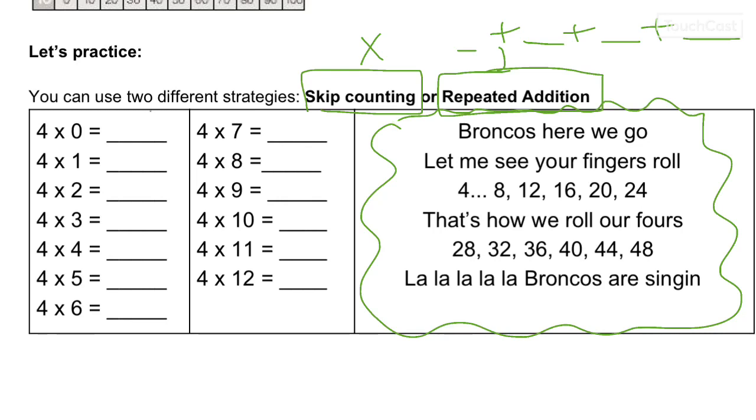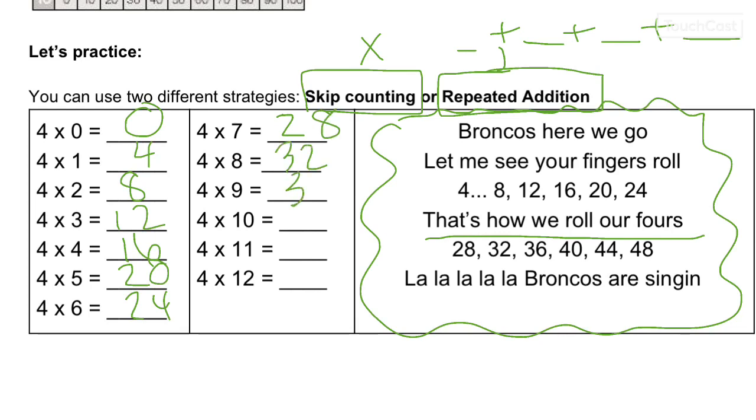4 times 0, 0. Anything times 0 is 0. So then we go 4, 8, 12, 16, 20, 24. That's how we roll our 4s. 28, 32, 36, 40, 44, 48. La la, la la, la. Broncos are singing. Yeah.